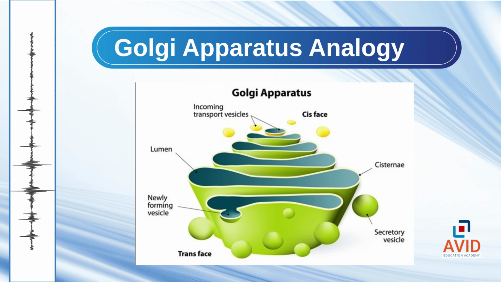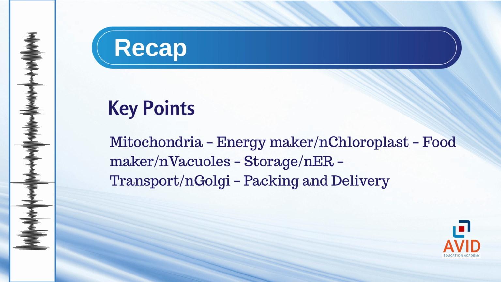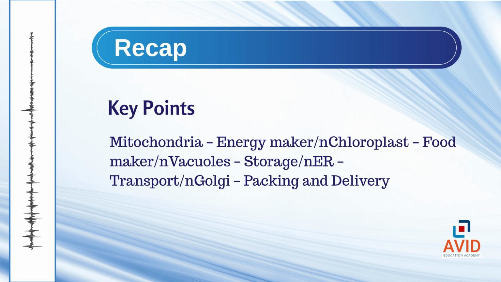So remember, ER makes and transports items, Golgi processes and delivers them. Let's quickly recap what we have learned today. Mitochondria, powerhouse, produces energy from food. Chloroplast, found only in plants, makes food from sunlight. Vacuoles, storage sacs for water, food, and waste. Endoplasmic reticulum, ER, transport system, makes proteins and fats. Golgi apparatus, packaging and delivery system.